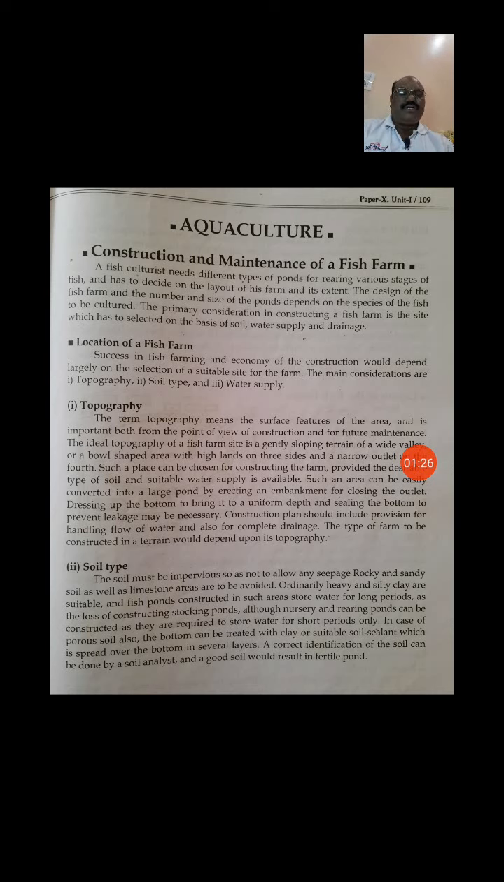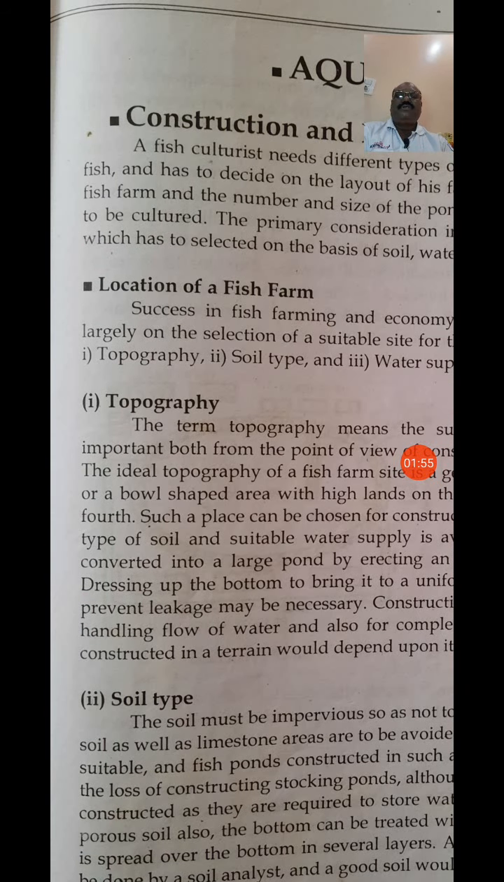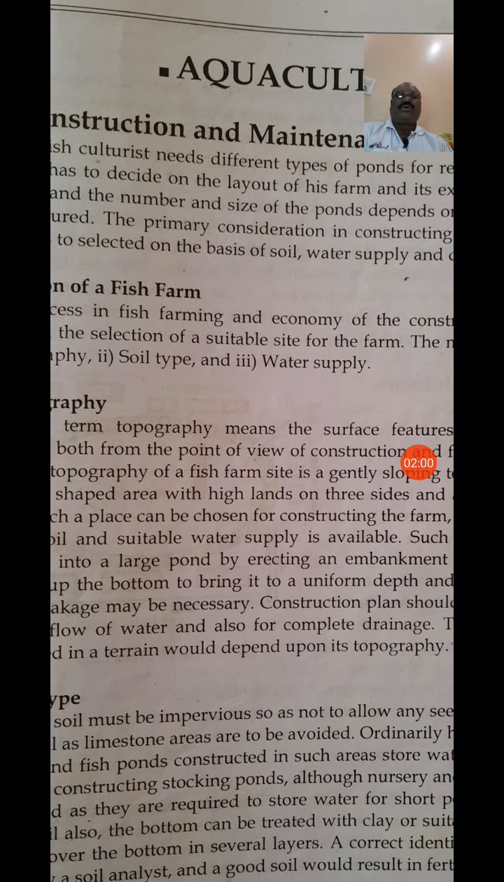So before the construction and maintenance of a fish farm, we have to see many factors. Now here, first of all, we have to see when we want to do fish farming. So first of all, we have to select the location of the fish farm. Now the location includes three parts. That is the topography, soil type and water supply.